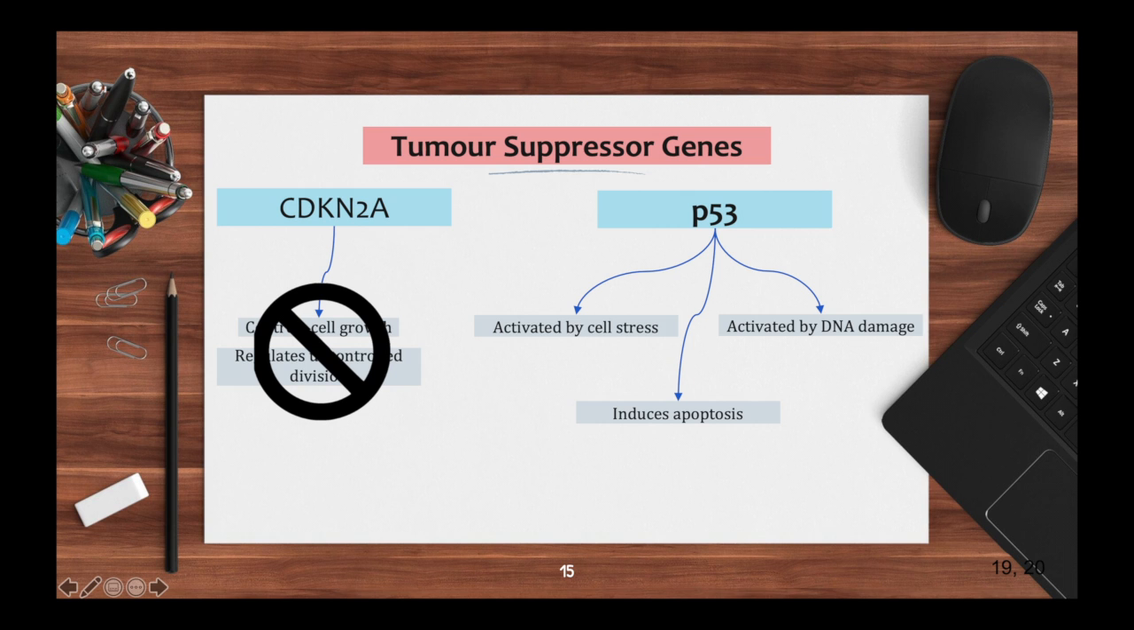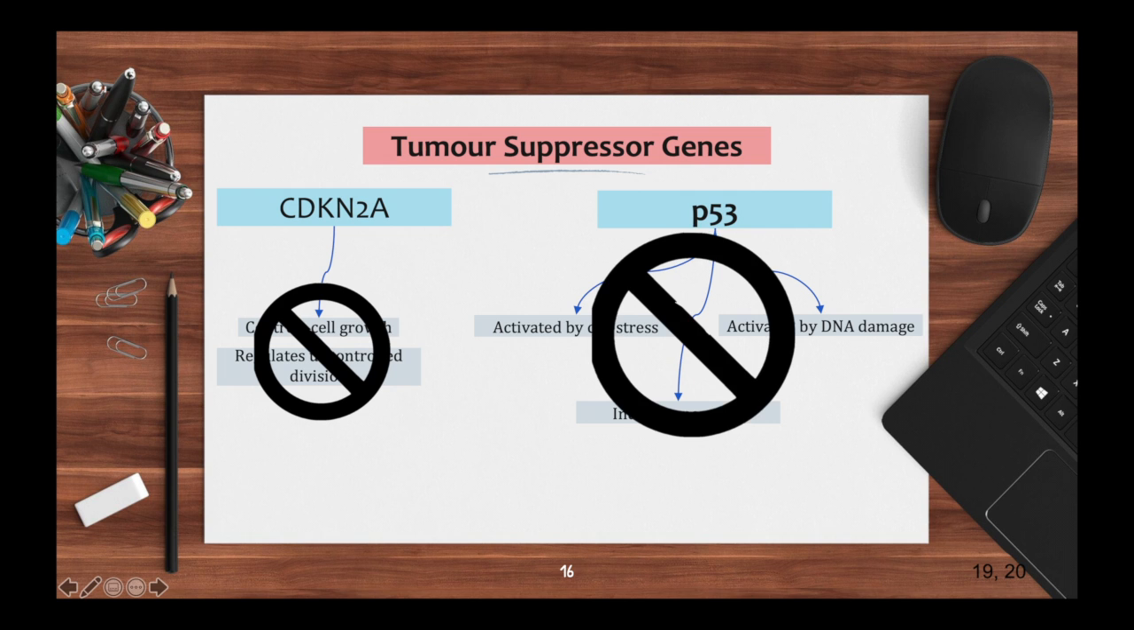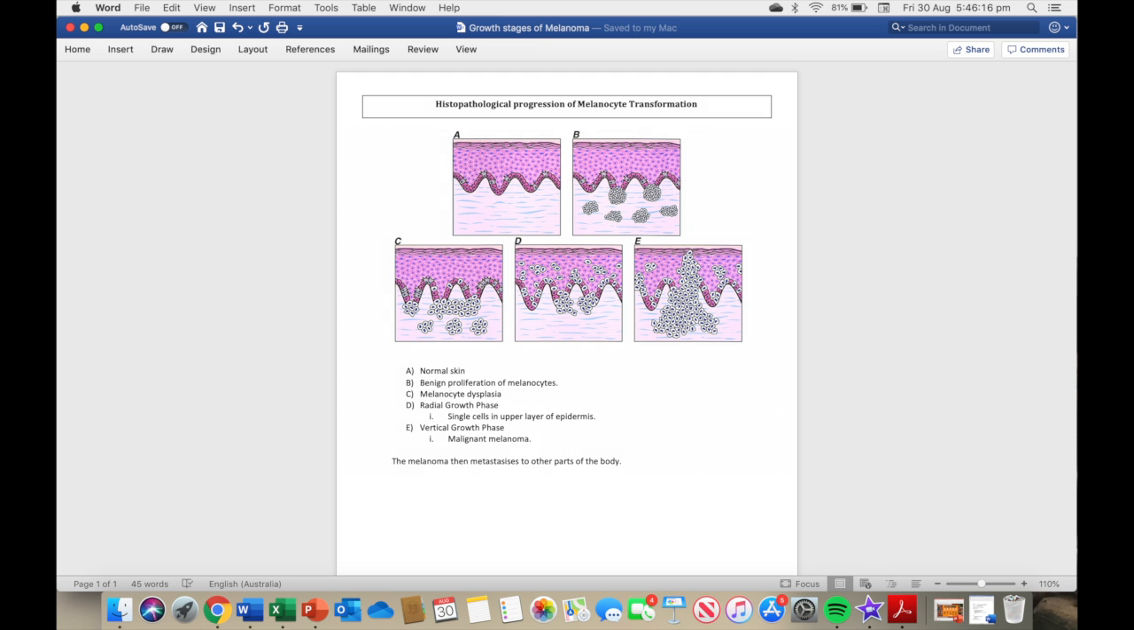Another tumor suppressor gene that is altered in melanomas is P53. The P53 protein is activated by cell stress or DNA damage and induces apoptosis. When the role of P53 is disrupted, the melanoma is not destroyed and proliferates. Once uncontrolled proliferation of the abnormal melanocytes occurs, they enter the radial growth phase where they grow horizontally. They then enter the vertical growth phase and grow vertically.